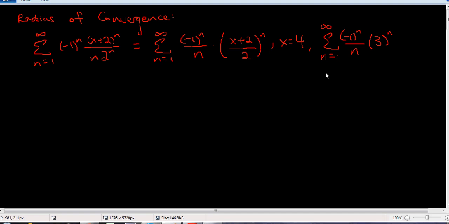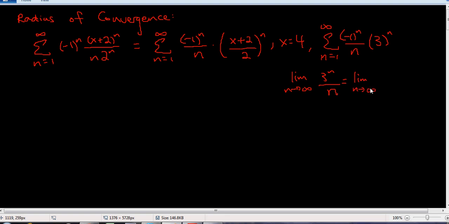Here, I'll show you. If I take the limit as n goes to infinity of 3^n over n, well, the top goes to infinity, right? 3 to the infinity is infinity. The bottom is just n, so it also goes to infinity. I can use L'Hopital's rule.